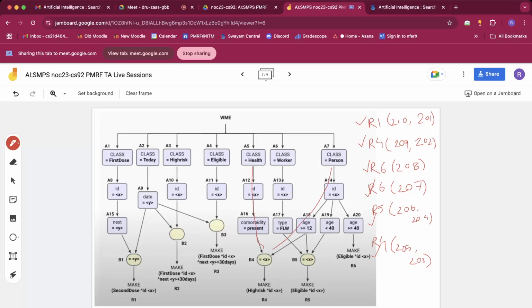25. So this is between 12 and 40, right? Or just greater than 12. So we don't need to worry about between 40 or something. Then we can make this person high risk as per rule 4. That is what is being conveyed in this particular tuple. Does that help?